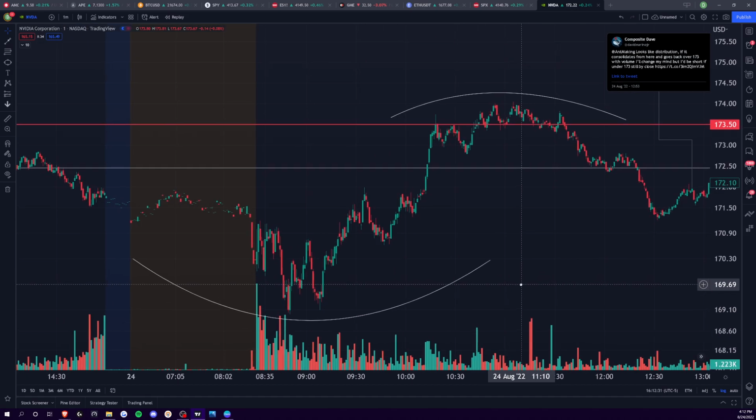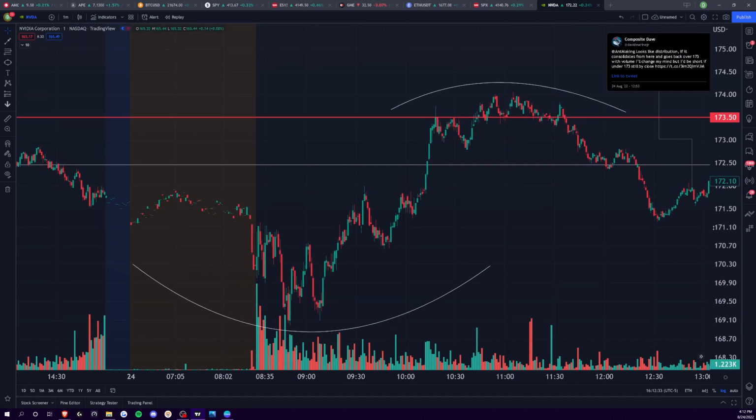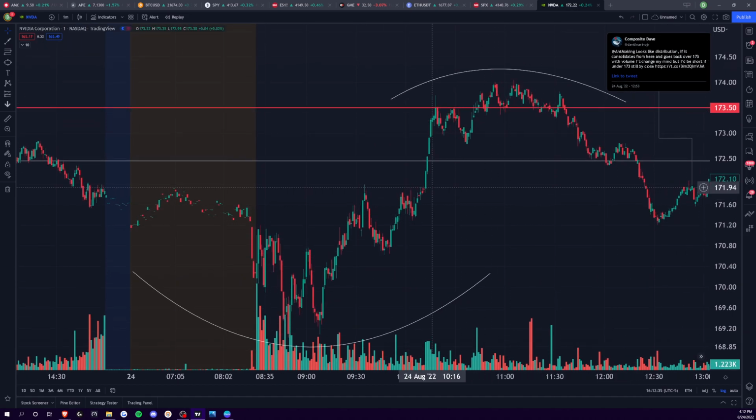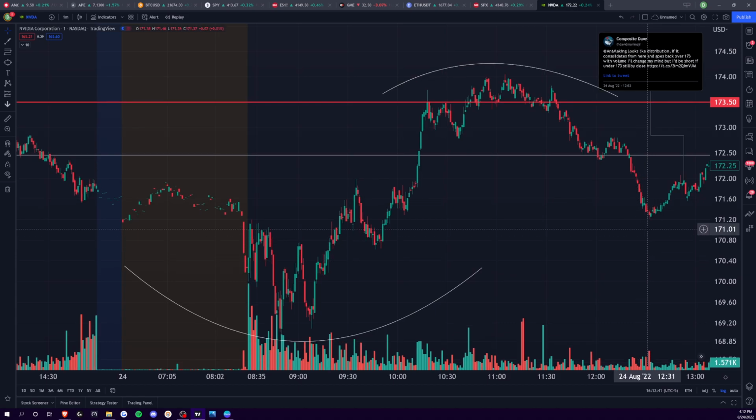So all I could see at this point when he sent it to me, because I hadn't looked at NVIDIA's chart, was this section of the chart. And I was looking at it and I said, this looks like distribution to me. Because you have this rounding top, this empty area of trading, what it looks like is you're trying to bait retail into buying the stock because it's trading relatively high, right? And you had this big buying climax at the beginning of the day, but you've had this weakening price structure.